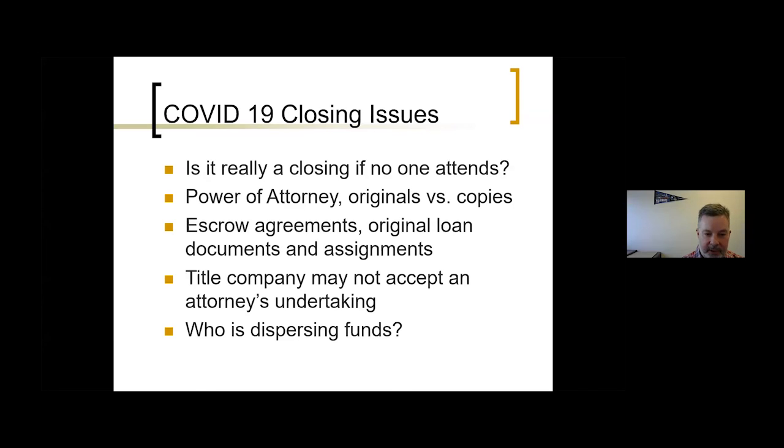Be careful with this, because the title company, if you're the seller, may not accept an attorney's undertaking to get originals if there are copies involved, and we need originals to record, obviously. If you don't have a great relationship with the title company and you're representing the seller, they may not take your undertaking. They may adjourn the closing.